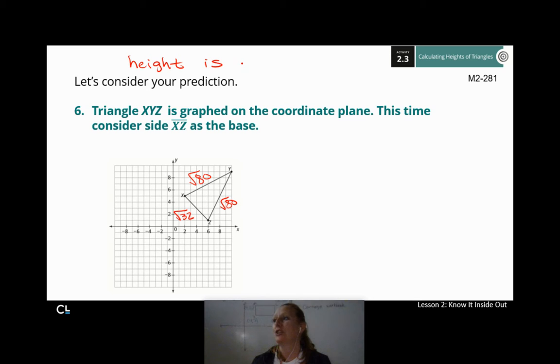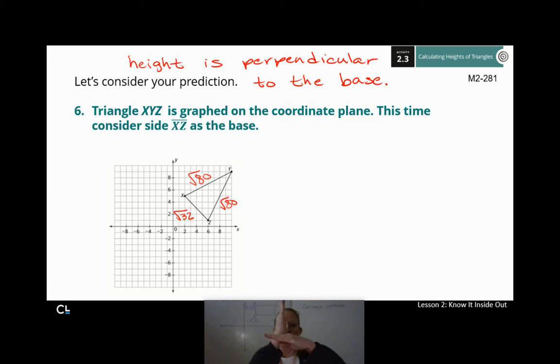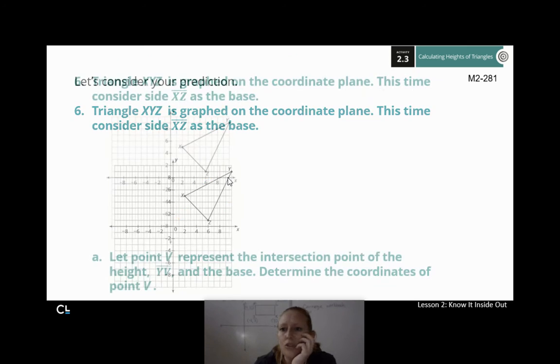Please remember, and you might want to write this down somewhere, height is perpendicular to the base. Height is always perpendicular to the base. It should always make a right angle with the base. So there's a problem here, right? Just looking at it, forget working out slopes, XZ does not look like it's perpendicular to YZ. It does not look like it's perpendicular to XY, and those two definitely don't look like enough for a right angle there.